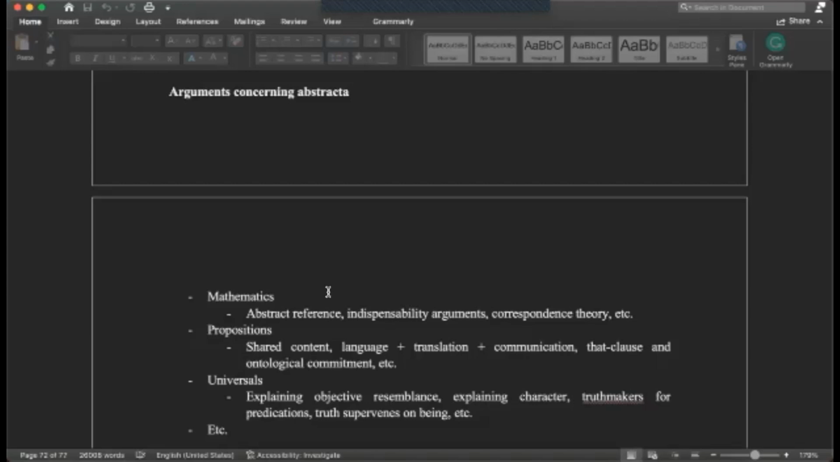So literally any argument for the existence of these sorts of abstract objects, for mathematical objects, for propositions, for universals, and so on, is ipso facto going to be an argument for the possibility of actually infinite collections. And there are boatloads of these sorts of arguments.